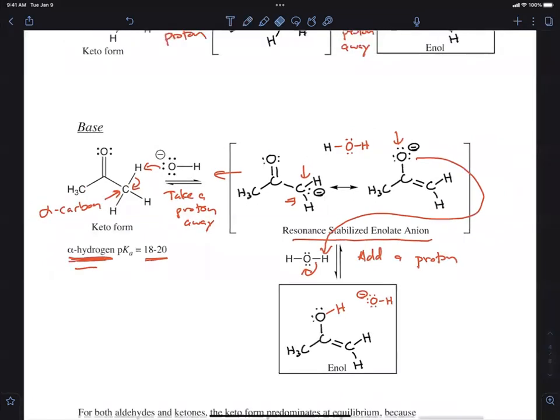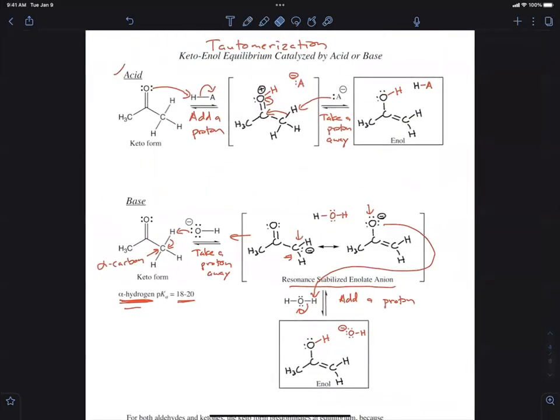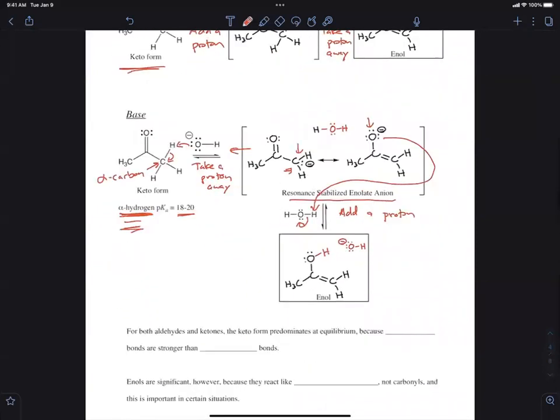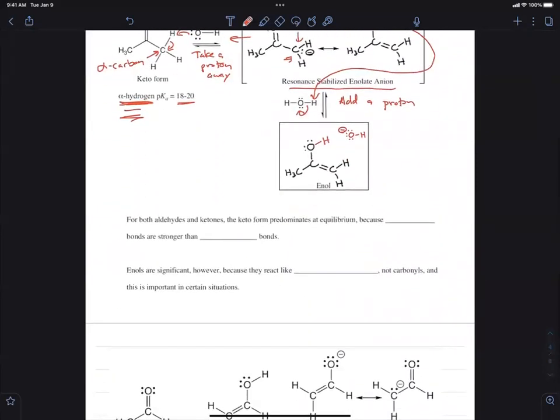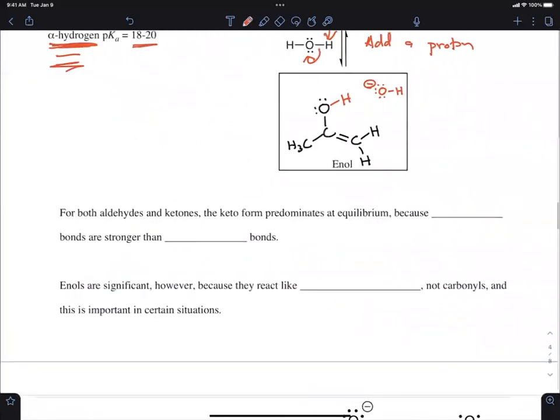So the bottom line here is whether we are in acid or base, there is going to be a very rapid keto-enol equilibration, a process that we refer to as tautomerization. But make no mistake, it's the keto form that predominates in both cases, whether we're in acid or base. Don't forget, a catalyst like the acid or base here does not change the position of equilibrium. It just gets us there faster.